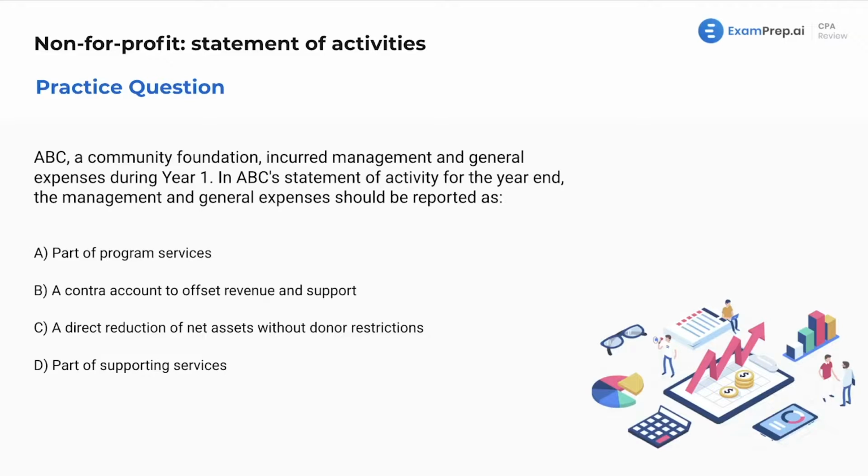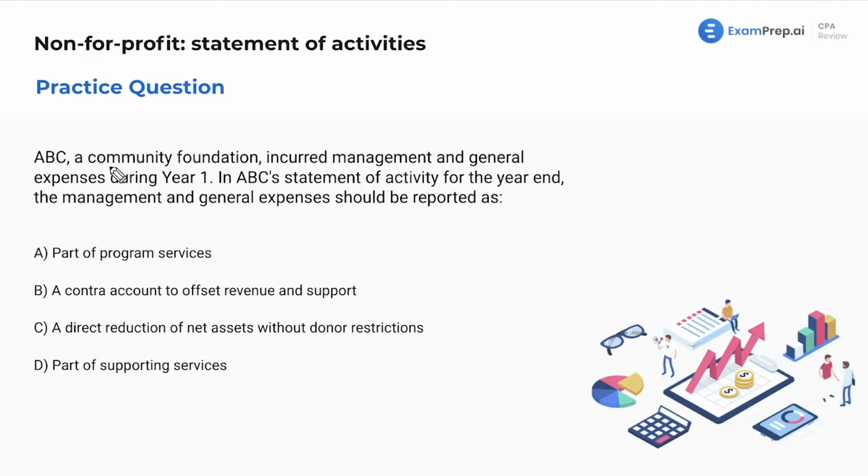ABC, a community foundation, incurred management and general expenses during year one. In ABC's statement of activities for the year end, the management and general expenses should be reported as what? Classification all the way, trying to understand where each item in not-for-profit goes. Classification is our favorite word when it comes to all these questions.